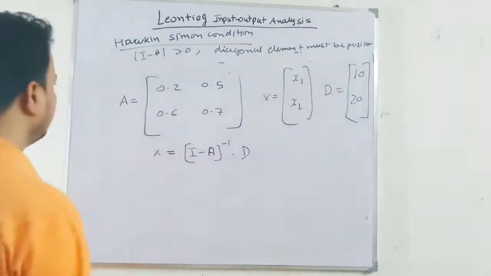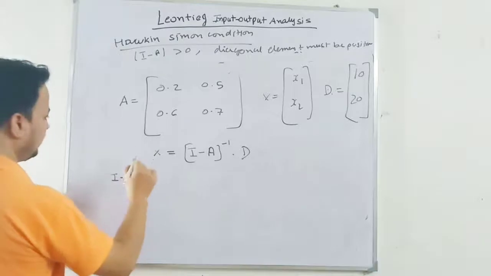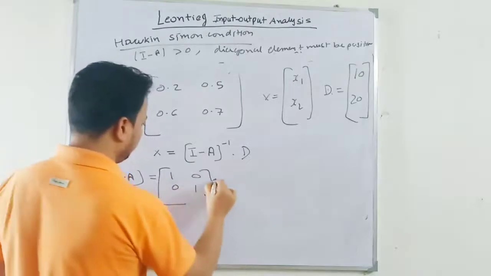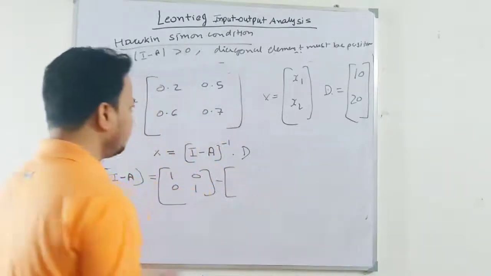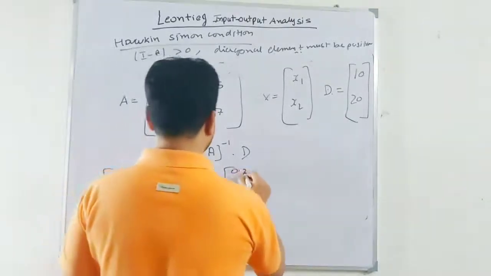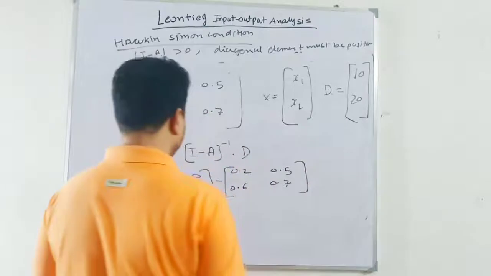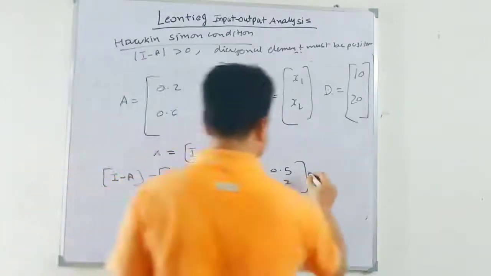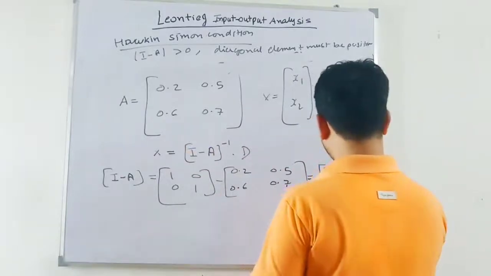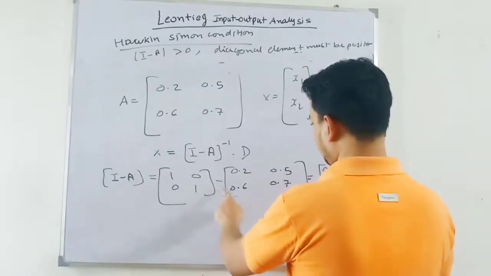Okay. So what is my I minus A? Let's check. I just put a random question. I don't know whether a solution will come out. So I minus A is 1 0 0 1 minus, and we can check whether a solution will come or not by checking the Hawkins-Simon condition. Okay. So this will be 0.2, 0.5, 0.6, 0.7. So this will be, I write here, 0.8, minus 0.5, minus 0.6, 1 minus 0.5.